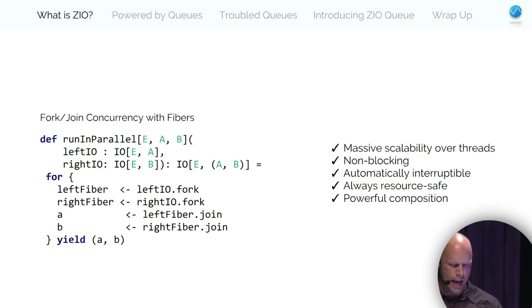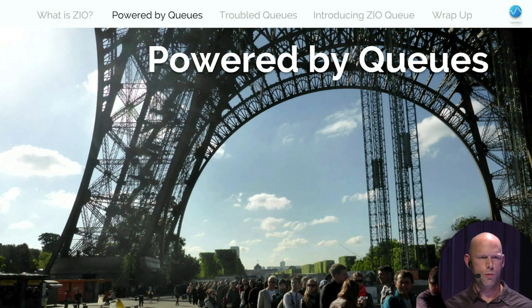Now let's take a look at queues. What are queues? What are some of the challenges of using them? And where are they used? Where do queues show up in real-world software?